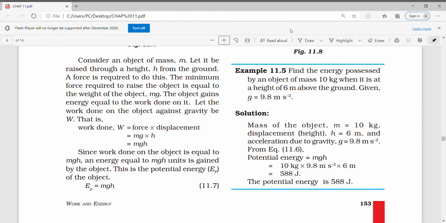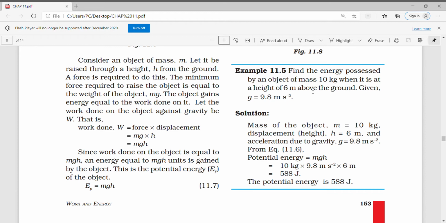The question is this: find the energy possessed by an object of mass 10 kg when it is at a height of 6 meters above the ground. Given g is equal to 9.8 meter per second square. Whenever anything is above the ground, at a certain height, the work done will be equal to potential energy.